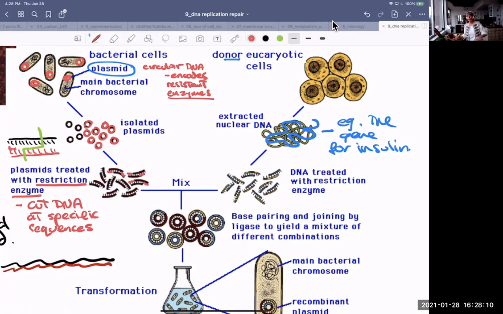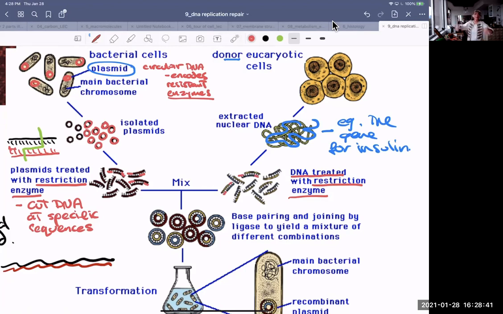And it turns out that you can take somebody else's DNA, cut it at the same sequence, and then that DNA will anneal with any DNA that has the same sticky ends. So in this case, we've treated DNA with the same restriction enzyme as we treated the plasmid. And so our DNA now has these little sticky ends.